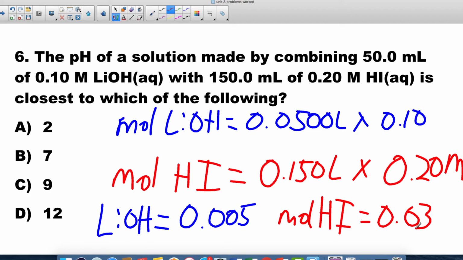If there's acid left over, the pH has to be less than 7. The only one that has a pH less than 7 would be choice A, and the pH would have to be closest to 2. Now they could actually do the math here, but just know that it's enough to say there's acid left over, so the pH has to be less than 7.